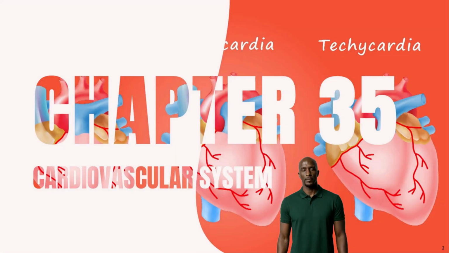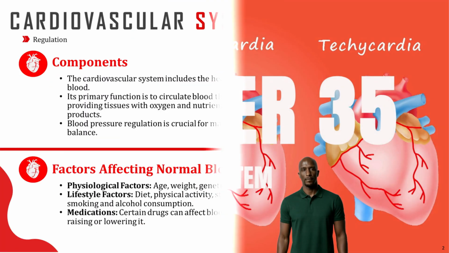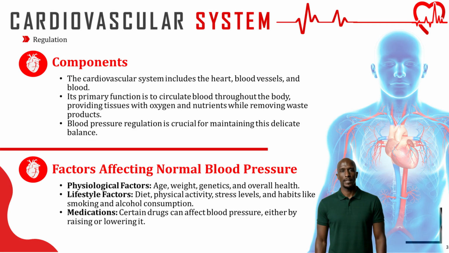We are discussing Chapter 35, Cardiovascular System of our book, Lewis's Medical Surgical Nursing, Assessment and Management of Clinical Problems. The cardiovascular system, comprising the heart, blood vessels, and blood, circulates blood to supply oxygen and nutrients while removing waste. Blood pressure regulation is vital, influenced by age, weight, genetics, diet, activity, stress, and habits like smoking. Medications can also impact blood pressure, either increasing or decreasing it.